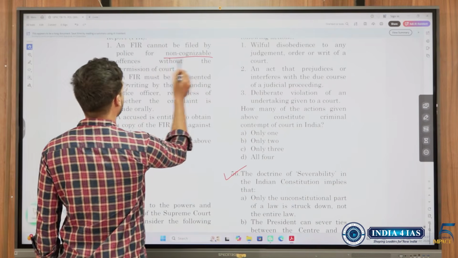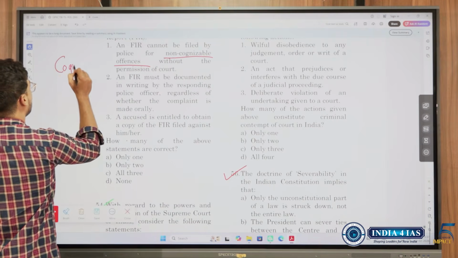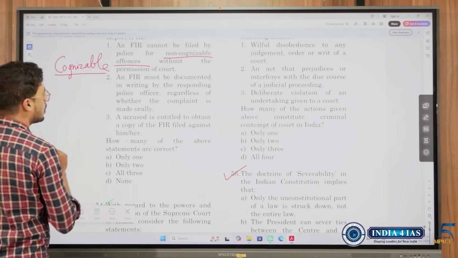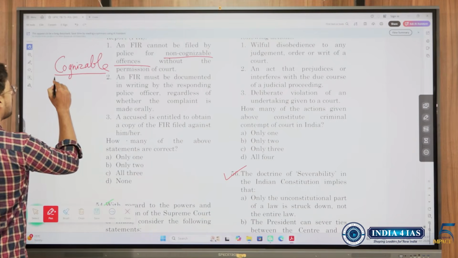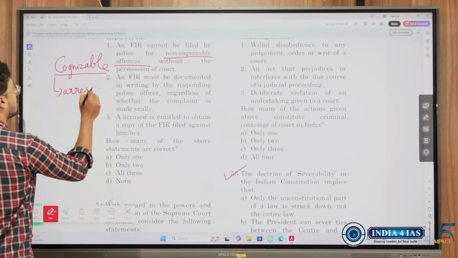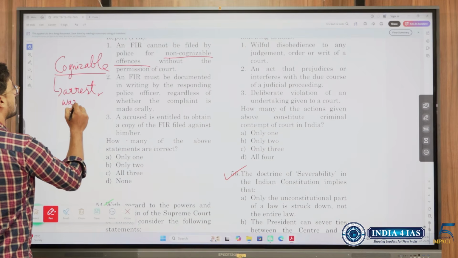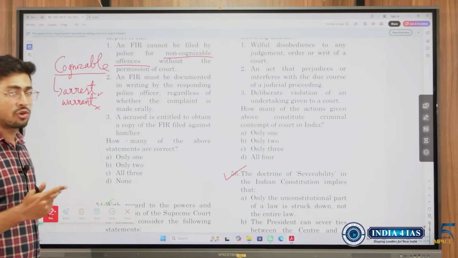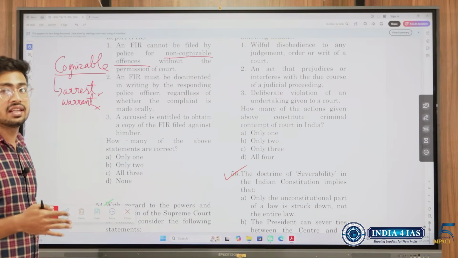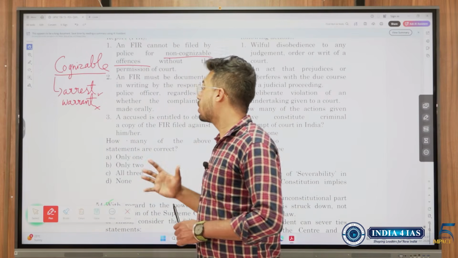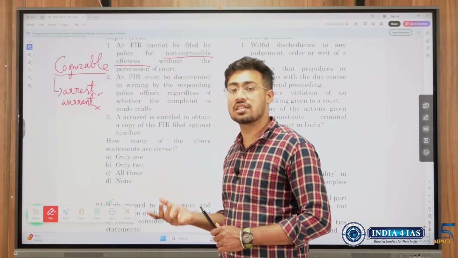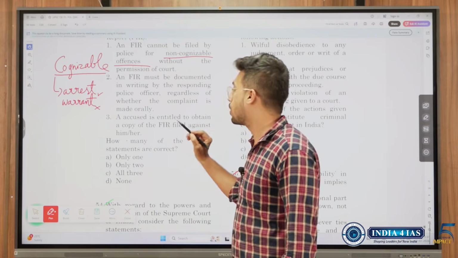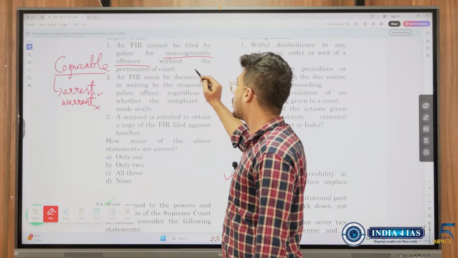FIR cannot be filed for non-cognizable offense. So what is cognizable and non-cognizable offense? I hope it's visible. See, cognizable offense means you can arrest without warrant. See, certain offenses are more harmful, more dangerous. So those offenses, when they have been committed, are considered cognizable offenses. So in cognizable offense, the police officer can arrest even without a warrant. So in such cases, they can investigate even when the court has not given them the warrant. Here they are talking about non-cognizable offenses.